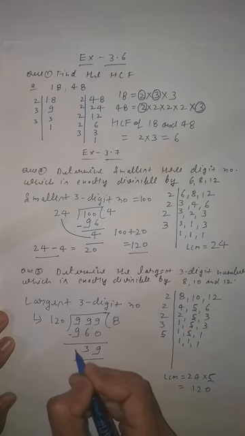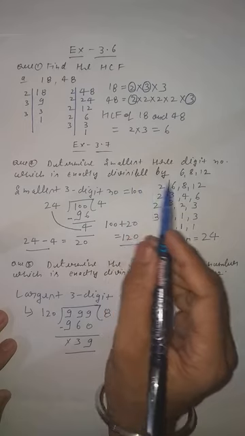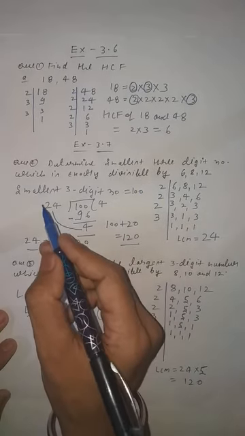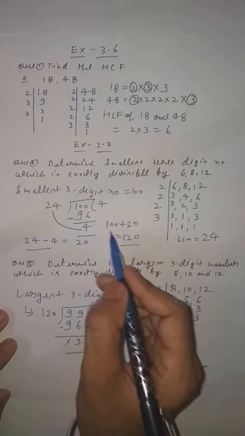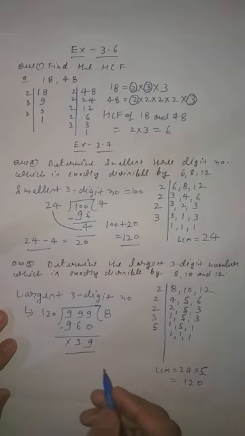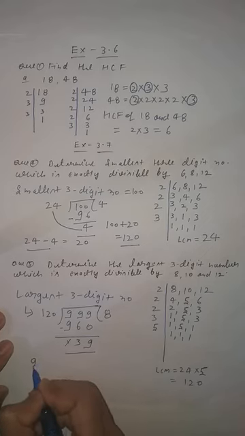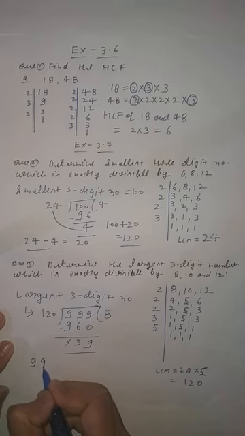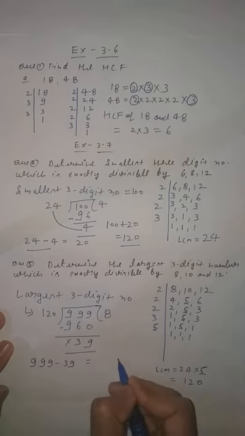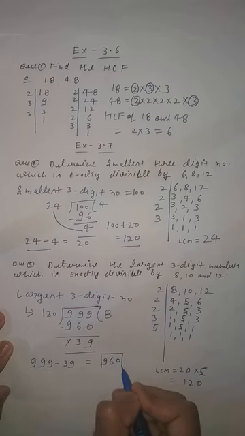Clear, students? So there is a little bit of difference. If you have to find the smallest number, what you will do is subtract the remainder from the divisor, then add. And in this, if you have to find the greatest number, means highest, you will directly subtract the remainder from the greatest 3-digit number. So you will subtract, and it will come 9 9 6. This is your correct answer.